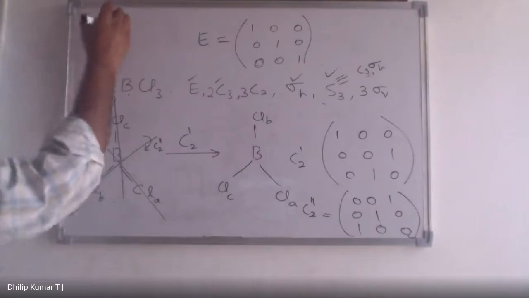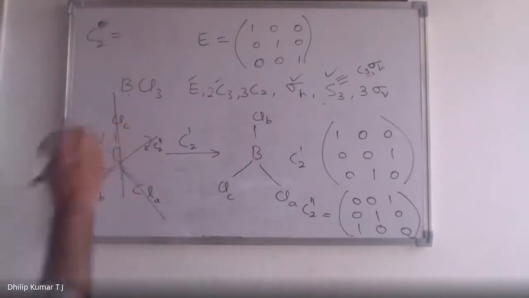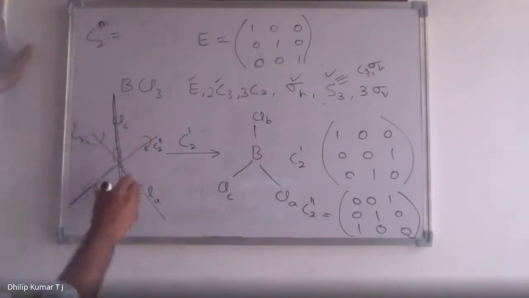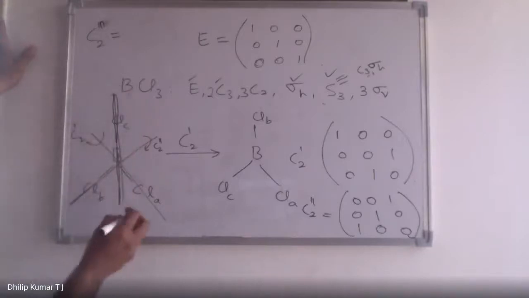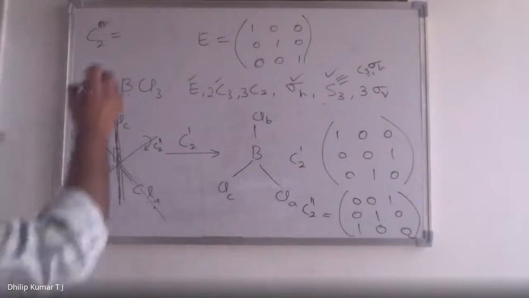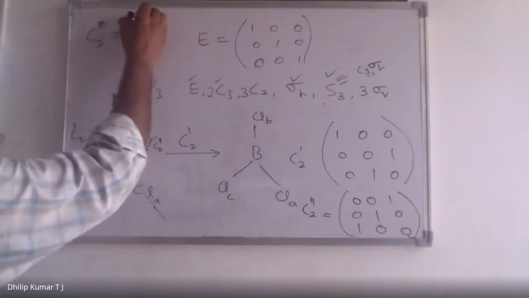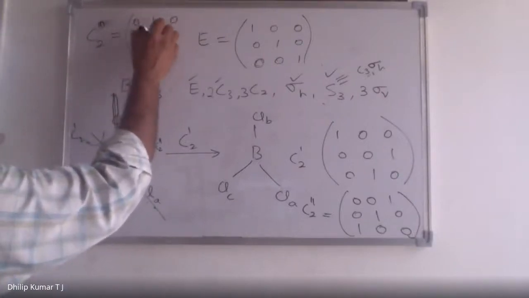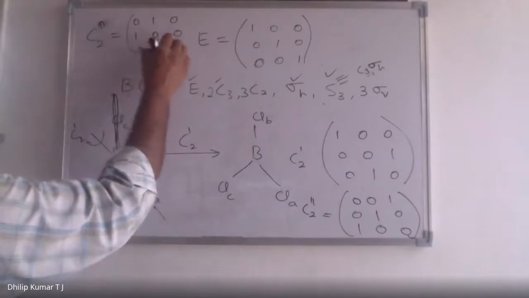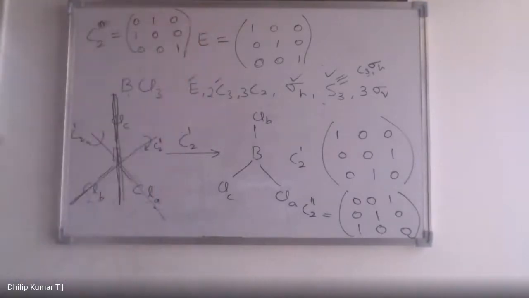Triple prime is, say, over the C atom. So if you place a mirror on top of it, what happens? These two will be interchanged. A and B will be interchanged. So when we interchange A and B, we get something like this. C will remain as such. So these are the symmetry elements.